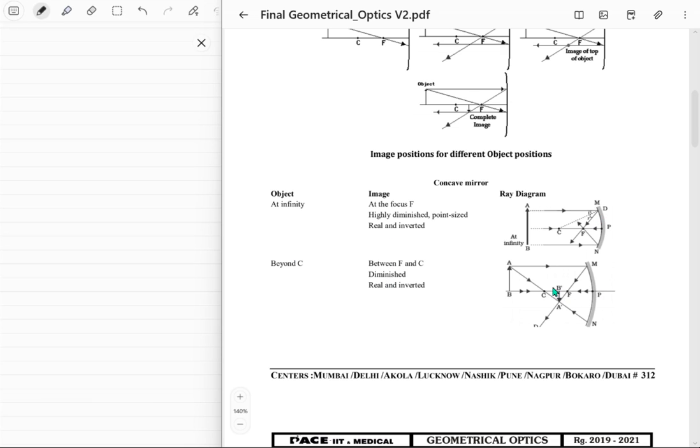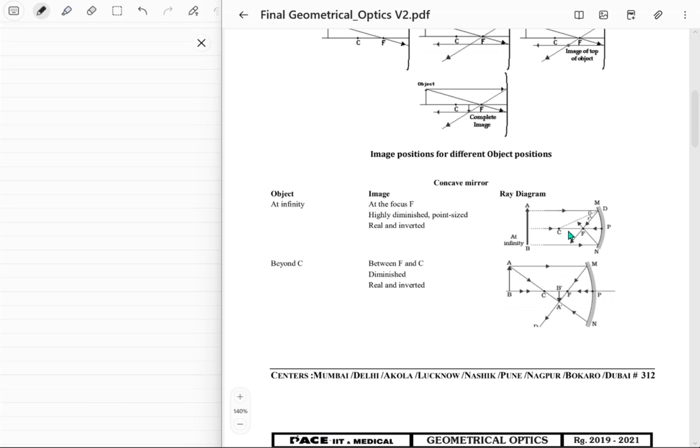Then beyond C. So wait, what beyond? Oh, sorry. Between F and what are this? Yeah, so between F and C. Wait, where's the? Sorry, that's the image. Oh, sorry, I was thinking of something completely else. They're talking about the object. So when it's at infinity, of course, it's going to form at the focus. This is a no-brainer, really.